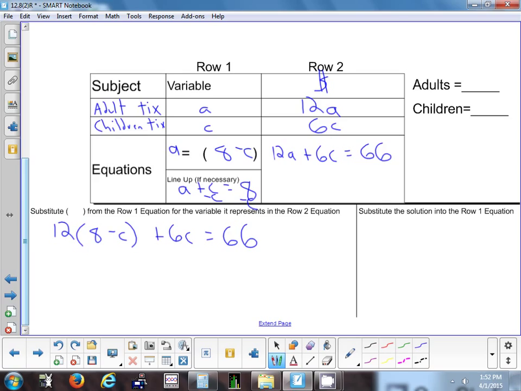How'd you get that? Just my brain cells. All right, but how'd you know to put this 8 minus C? A equals, right? All Tyler did was take this and plug it in for this. That's all he did. Now, we talked about this in the last one. We're going to do the same thing we did in the last one. Multiply. Do you know the 12 times 8, which is?